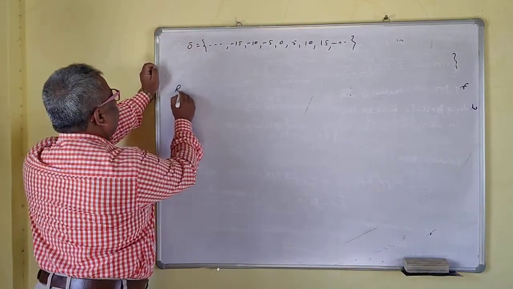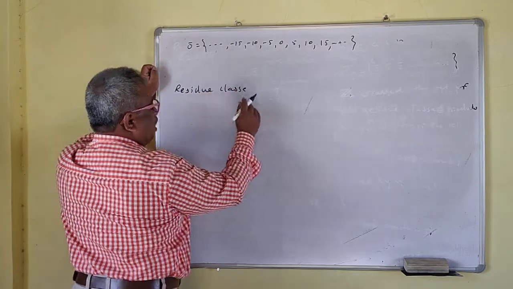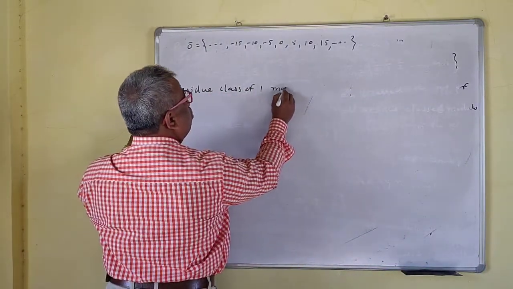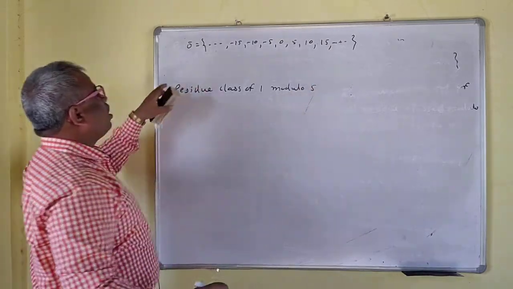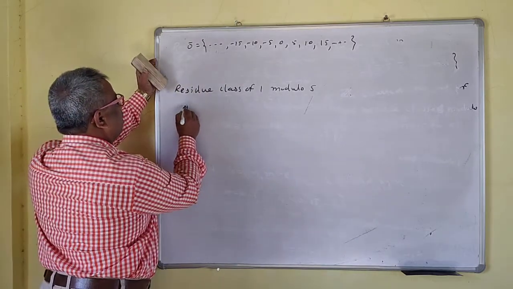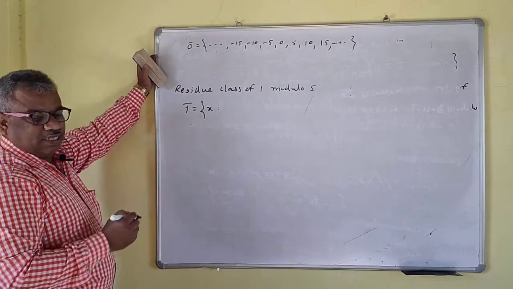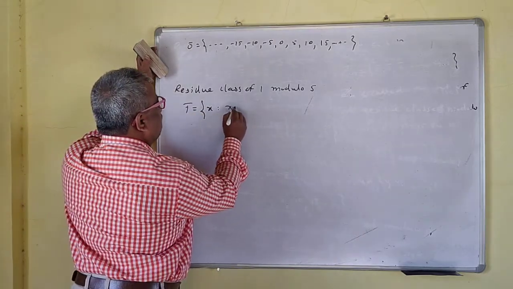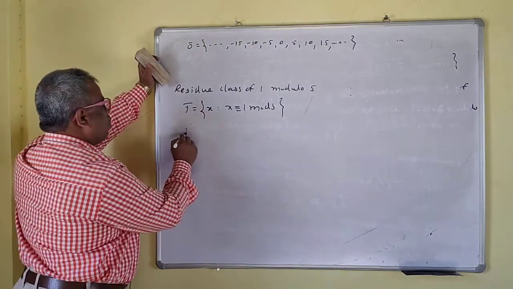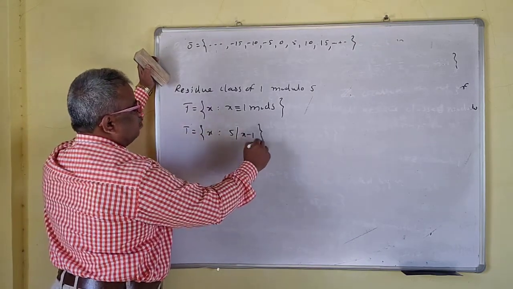So that is the residue class of 0 modulo 5, that is 0 bar. We have to find 1 bar now. The residue class of 1 modulo 5. Set of all integers x such that x is congruent to 1 mod 5. So 1 bar is the same as the set of x such that 5 divides x minus 1, by definition.